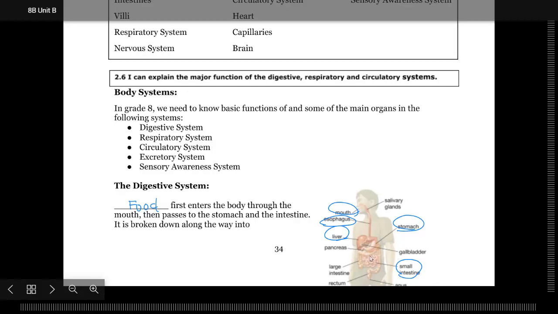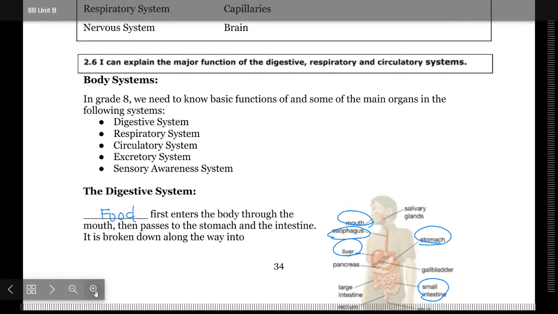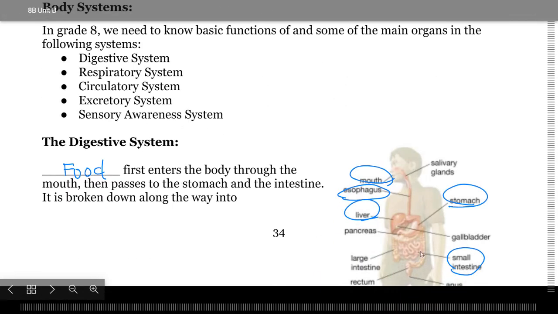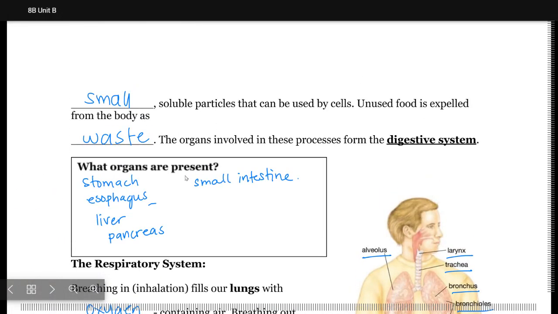As we've said, there is an inner lining in the small intestine called villi. They're like fingers. Look at your fingers, they're like tiny villi. The villi absorb the nutrients into the capillaries, which we're going to talk about later in the circulatory system.